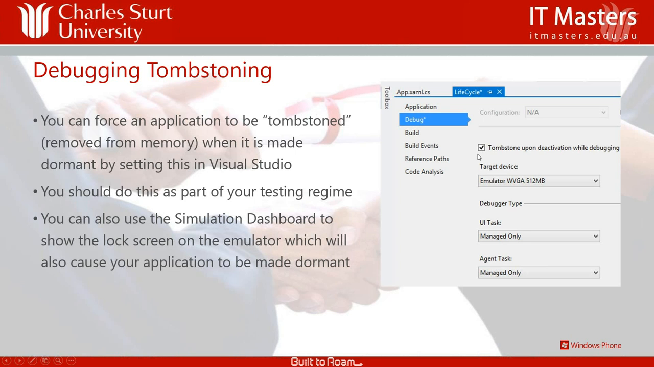What it means is that when you're debugging the application, if you navigate away from your application, so you hit the start button and go off to another application, the debugger will stay attached, and your application will be tombstoned, so you'll get the deactivated event. When you go back to your application, either by using fast application switching to press and hold on the back button and navigate to your application, or by just pressing the back button, your application will be reloaded into memory, and you'll get that activated event, so you can effectively debug and step through the code.